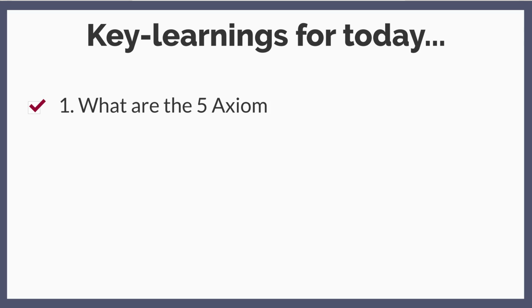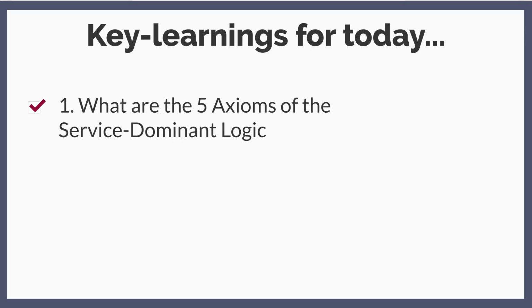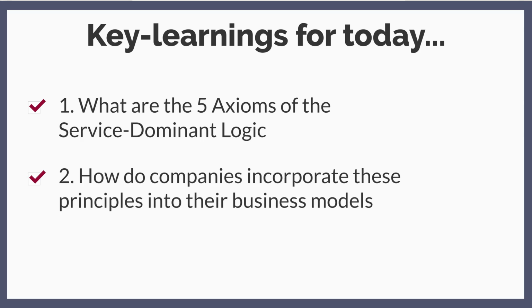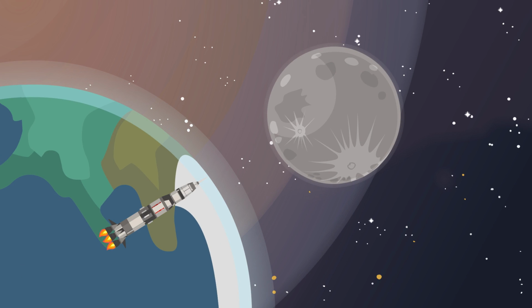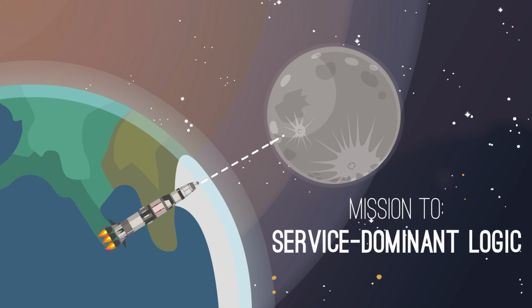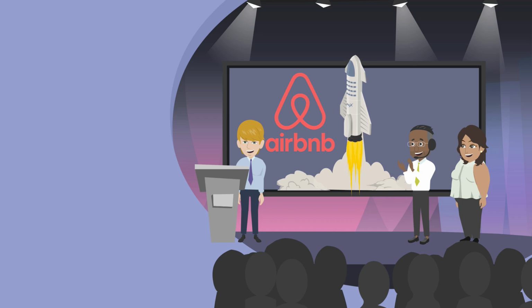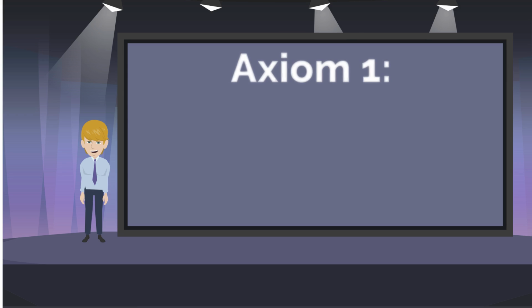By the end of this video, you'll gain a comprehensive understanding of the 5 axioms and witness how companies seamlessly incorporate these principles into their business models, and you will then be able to analyze business models on your own. So let's embark on this journey to the planet of service-dominant logic and unveil the essence of it by looking at the Airbnb example. Axiom 1.